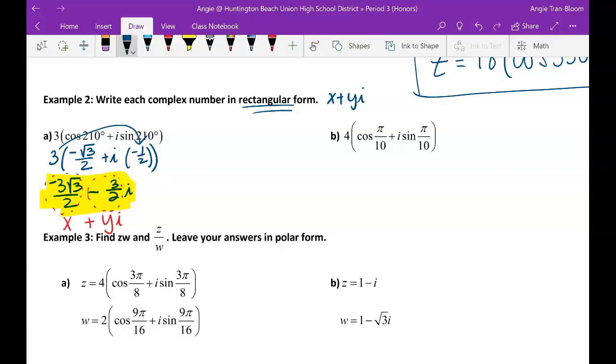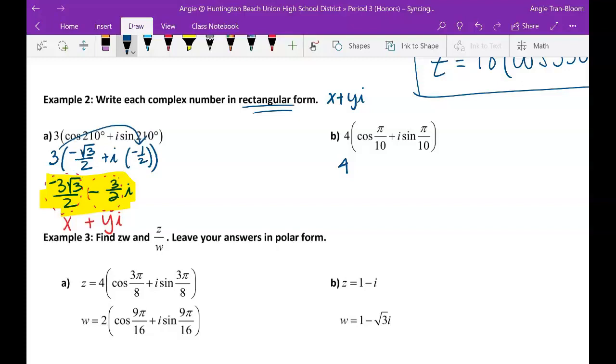Next, we are going to try b. For b, we are going to do the same thing. We're going to write 4 down. But I'm going to be stuck. I do not know what cosine of pi over 10 is. So I'm going to bust out my calculator. Hopefully you trust me. Pi over 10 looks like it's in radians, so I'm going to double check my calculator, make sure I'm in radians.